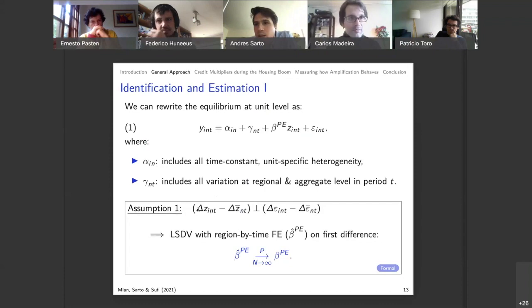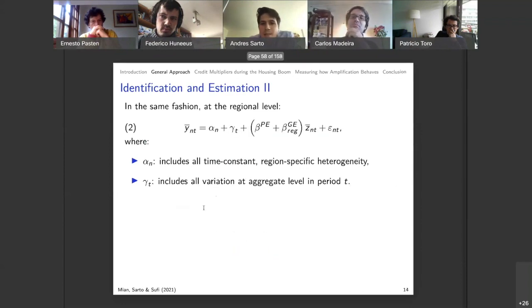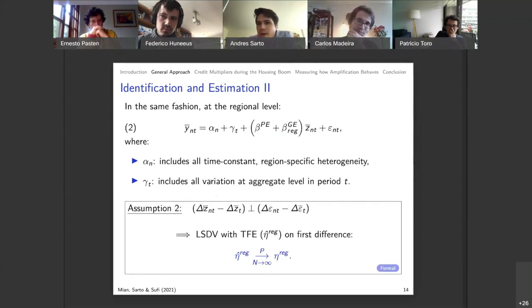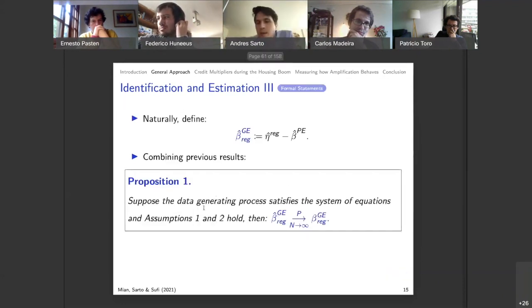I'm going to ask for the first difference of the C's, the deviations from the within-region average, to be orthogonal to the shocks. This gives me a consistent estimator for the PE effect. Then I'm going to ask for the regional averages of the Z's, the deviation from the grand mean of the whole economy, to be orthogonal to the first difference of the shocks. That gives me a consistent estimator for the regional elasticity. And from the two, we can easily show that my estimator for the G multiplier is consistent for the true G multiplier.